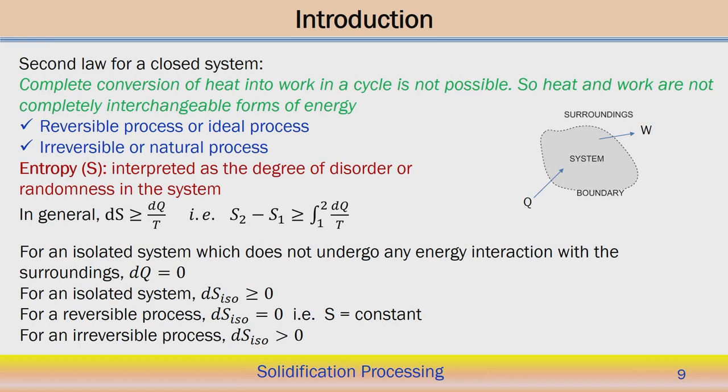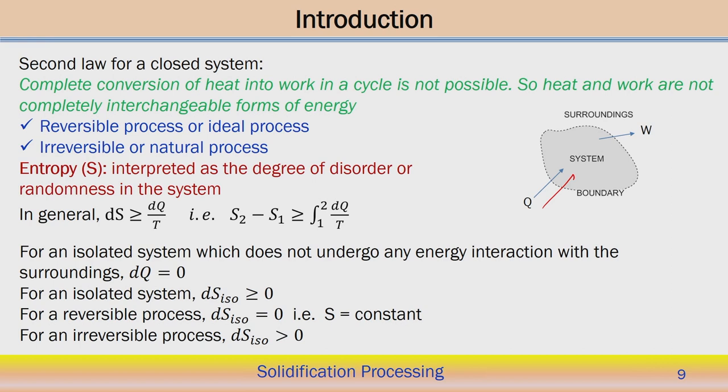So therefore heat and work are not completely interchangeable. That is to say, whatever energy is transferred to the system, not all of it is converted to work done. Some amount of the energy is stored as internal energy; that is the first principle. Since the second law says that complete conversion of heat into work in a cycle is not possible, two different concepts come into the picture.